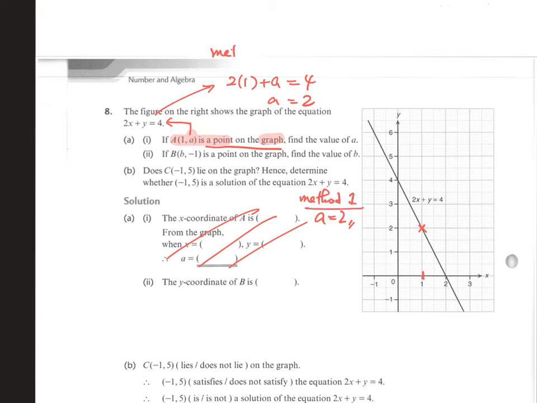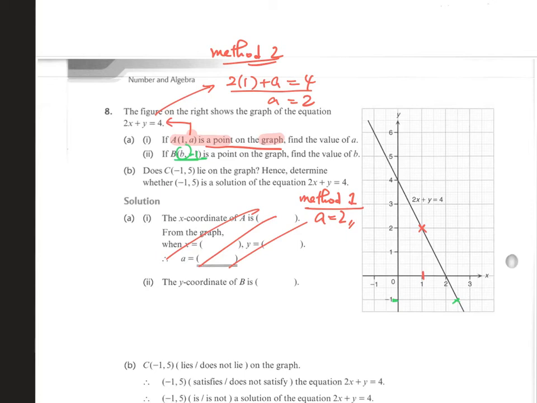If you don't have a diagram, you need to use method 2, where a point means it's kind of a solution, and you can do the substitution as follows. And then similarly, you have (b, minus 1). So you see minus 1 here, minus 1 here. So you can search for the point b, and probably you can read the value of b by yourselves, and I'll leave it for you.